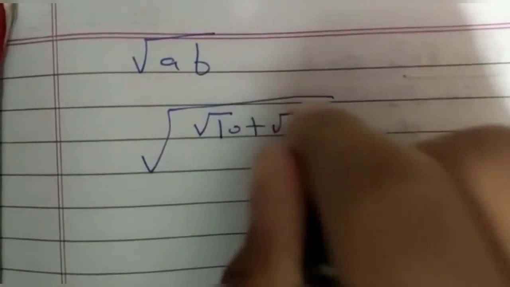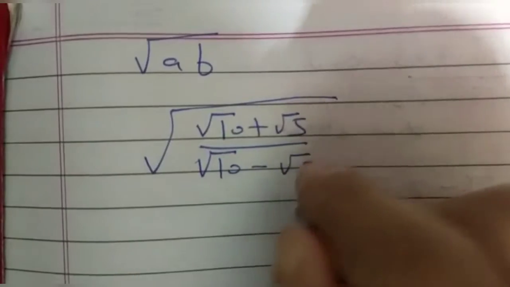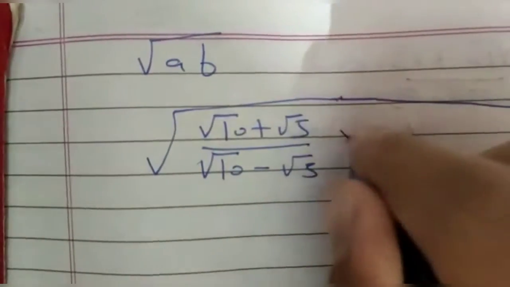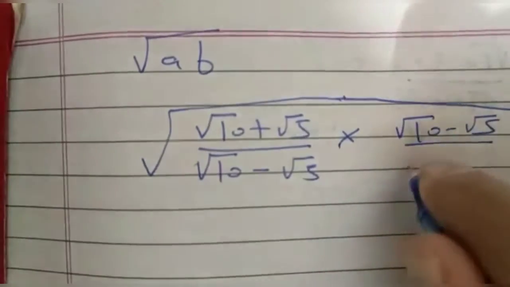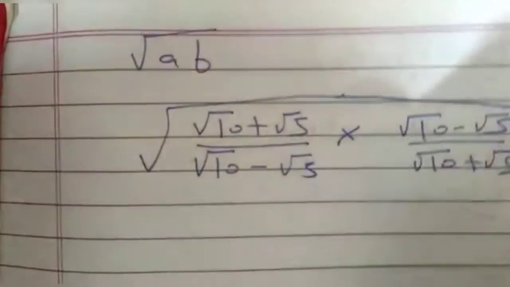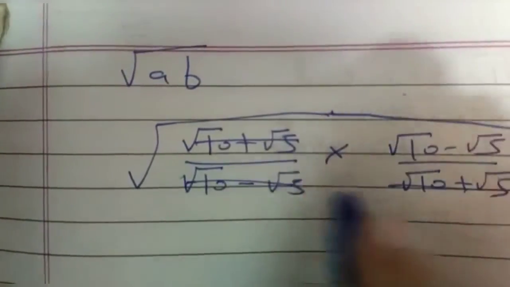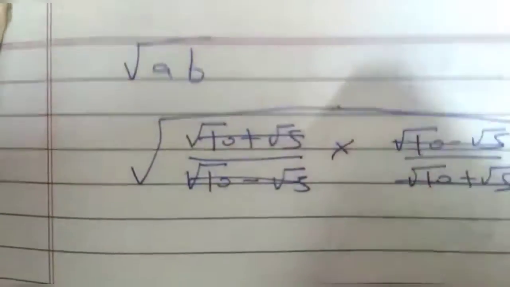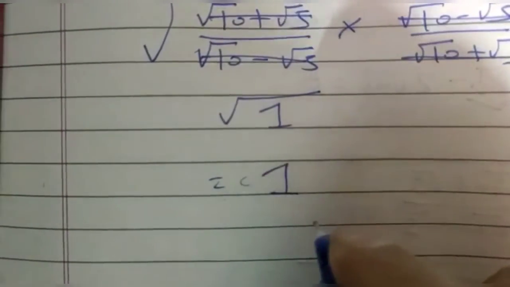What is the value of a? The value of a is root 10 plus root 5 upon root 10 minus root 5, multiplied by b. The value of b is root 10 minus root 5 upon root 10 plus root 5. You can see I can cut them. Root 10 plus root 5 is cut by root 10 plus root 5, and this is cut by this. So what I am left over with is root 1, which is equal to 1.